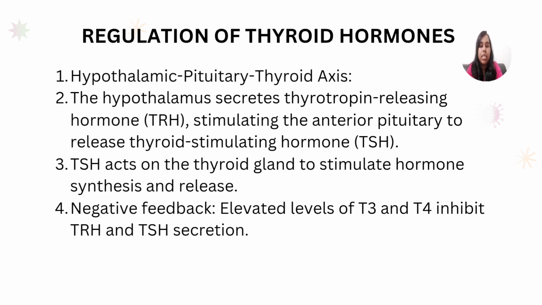Hypothalamic pituitary thyroid axis. The hypothalamus secretes the thyrotropin releasing hormone, stimulating the anterior pituitary to release thyroid stimulating hormone. Then the TSH acts on the thyroid gland to stimulate hormone synthesis and release. Negative feedback, elevated levels of T3 and T4 inhibit the TRH and TSH secretion.